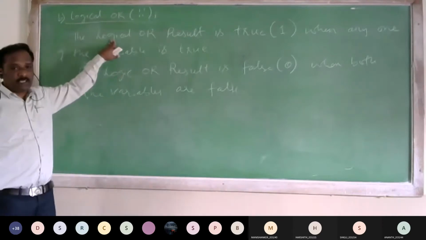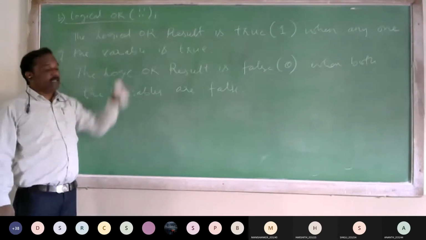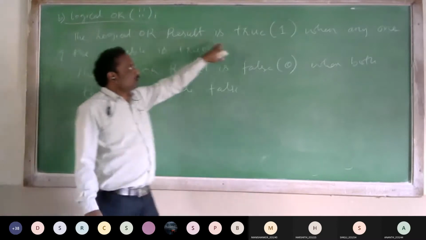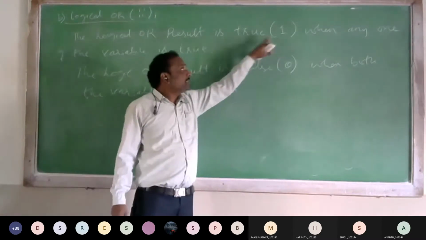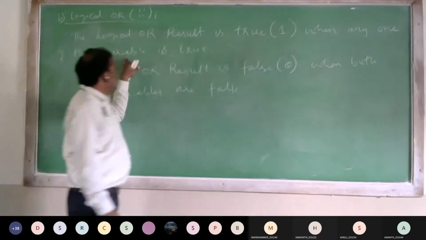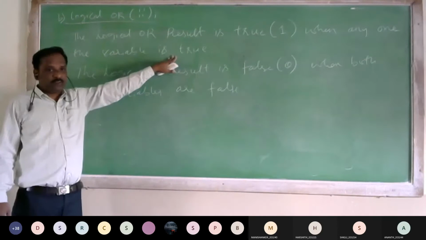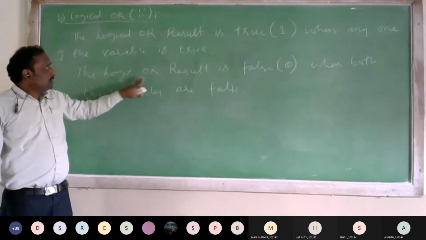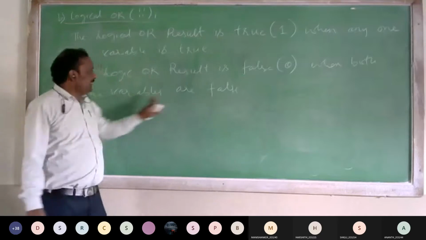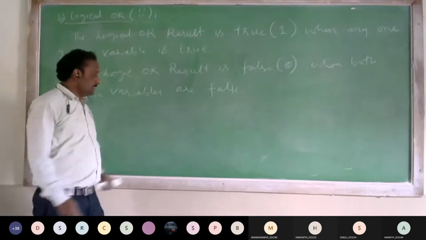So this is the second logical operator. Second logical operator is logical OR. In logical OR, the result is true. True means 1. The result is true when any one of the variables is true. Now, logical OR result is false. False means 0 when both the variables are false.